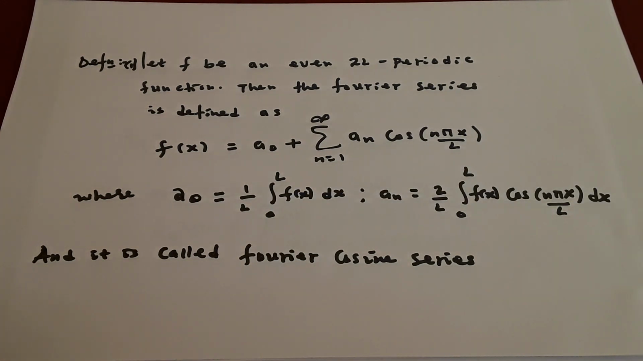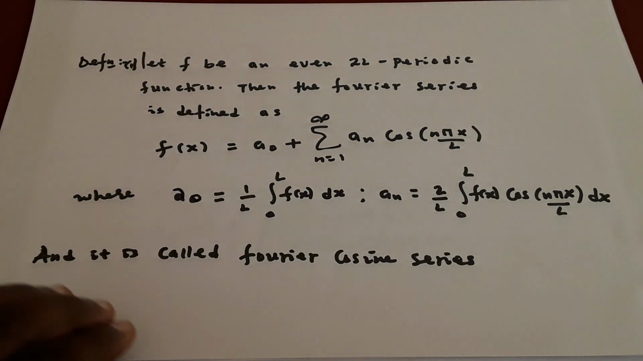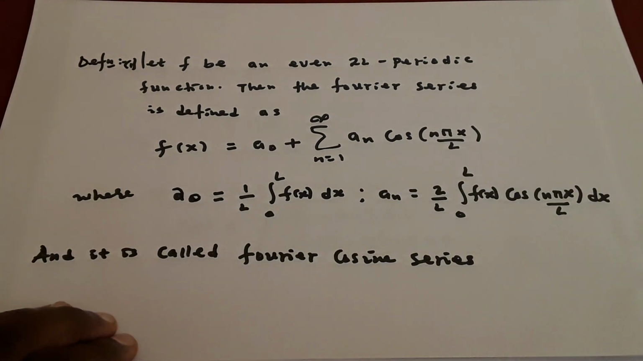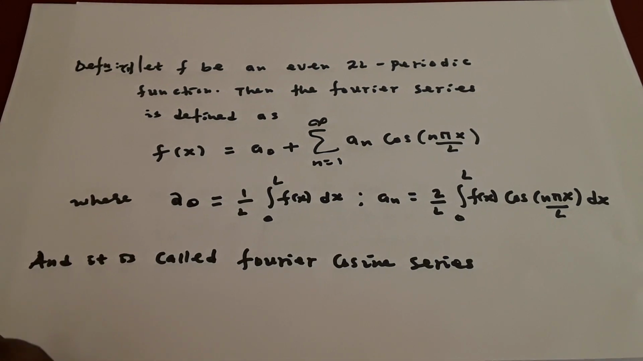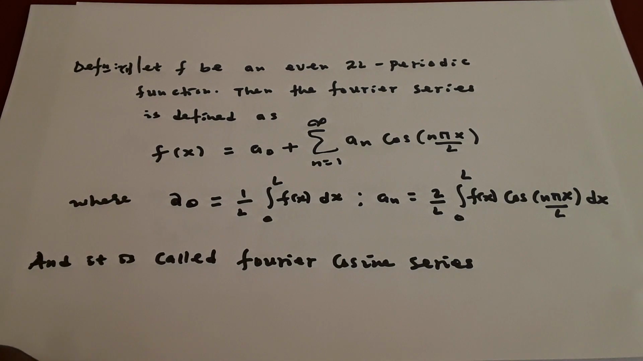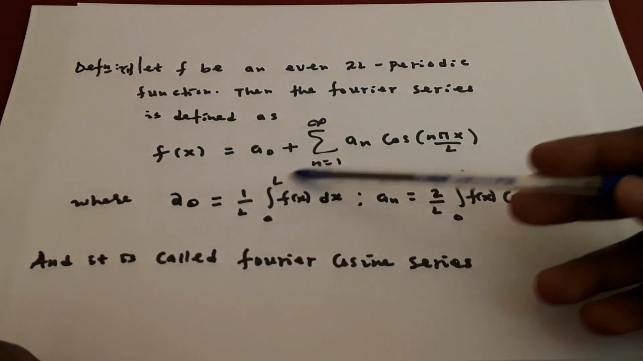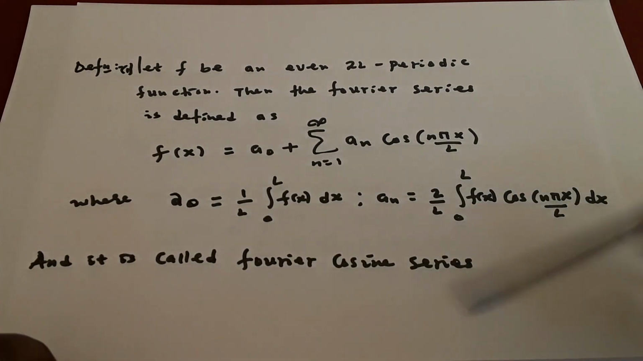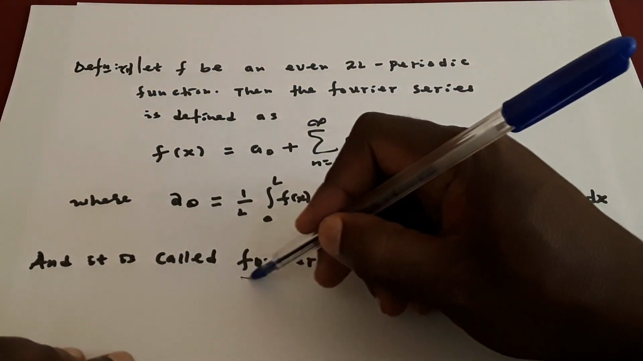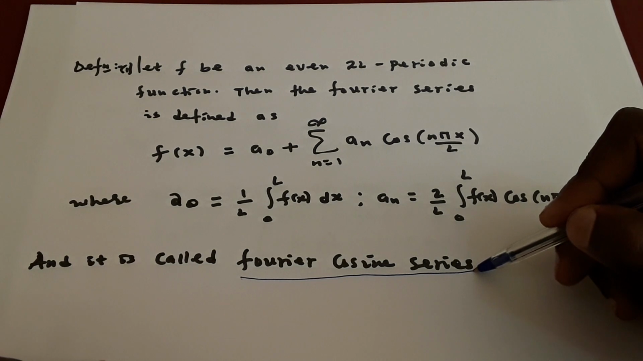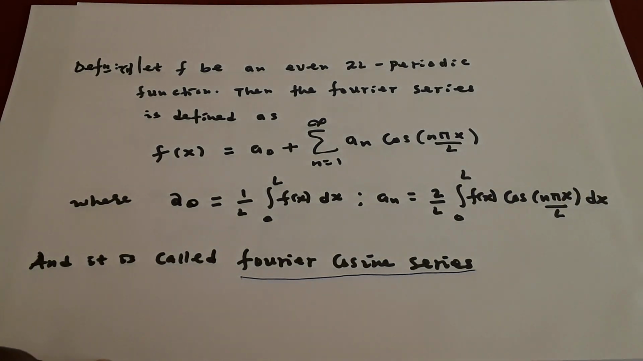And it's called Fourier cosine series because we have only cosine terms. By Fourier series, we mean a series of cosine and sine terms representing a periodic function. That's intuitively how we define it. So if only cosine terms appear in the representation, we call it a Fourier cosine series.